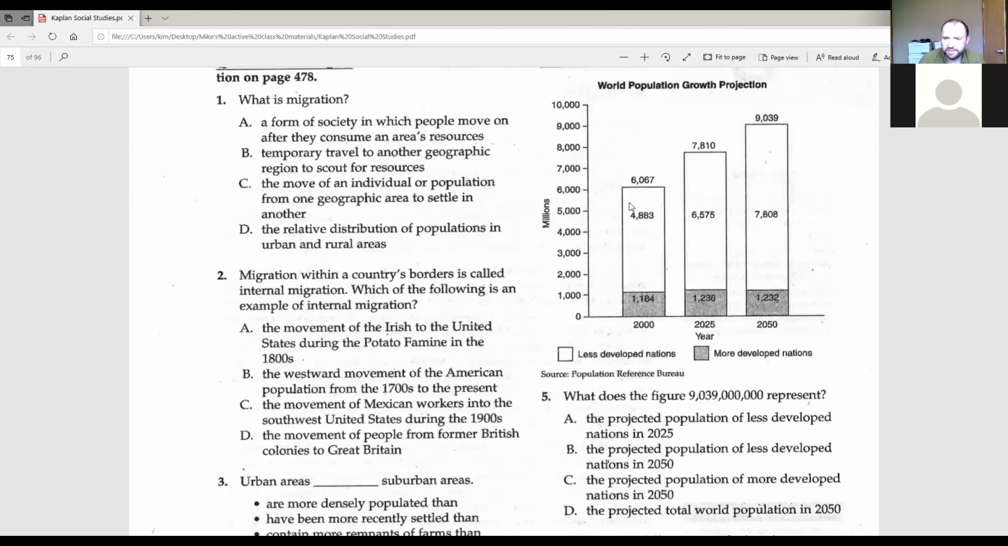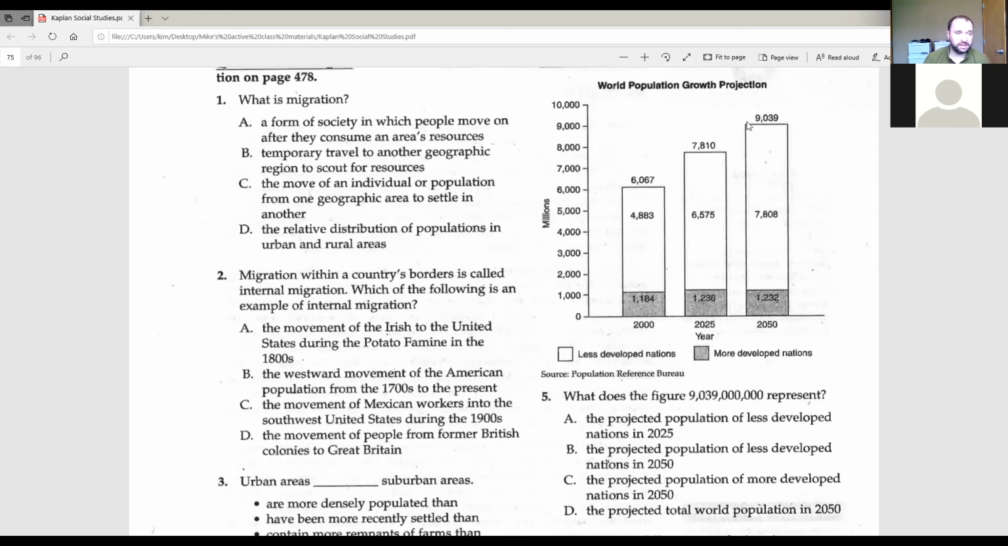5 says, what does the figure 9 billion, 39 million represent? Okay, so this number here. So again, we don't see this exact number, but if we read the chart, we can see this graph is in millions, right? This number here is the closest thing I can find, right? 9,039. 9,039 million is the same as 9 billion. So that's what this number is telling us. So that's the first thing, right? If you can't make that connection, then you're going to be confused.